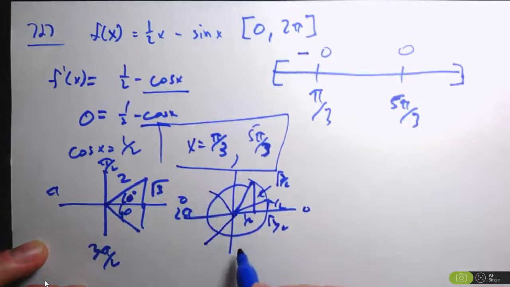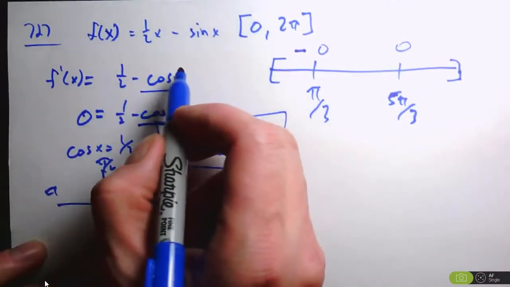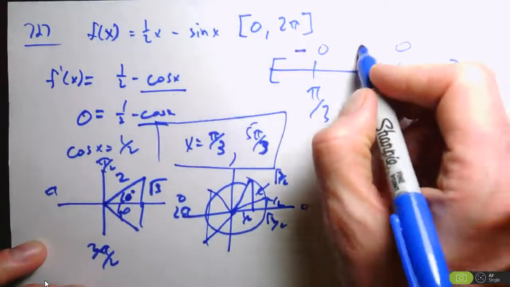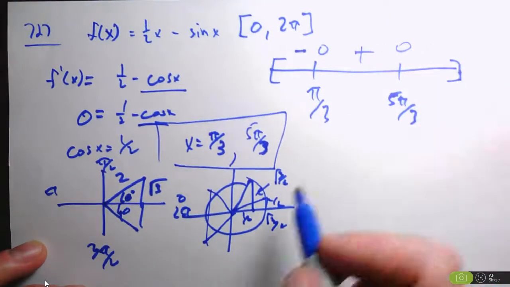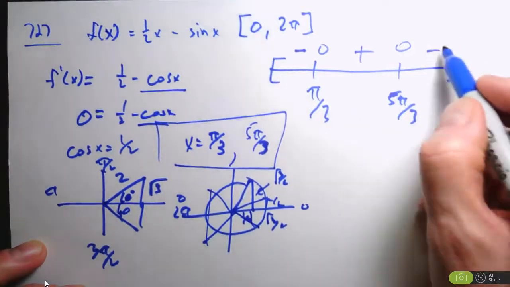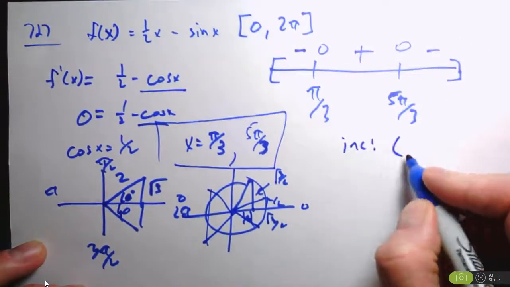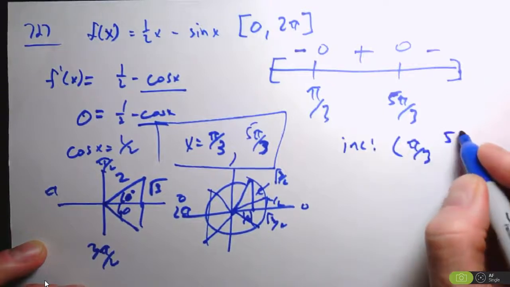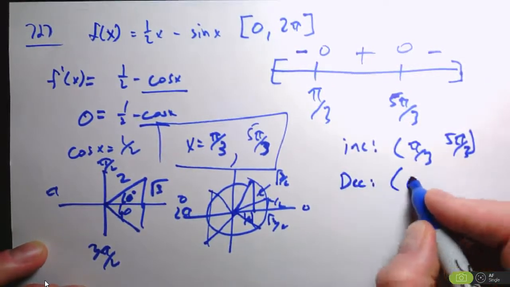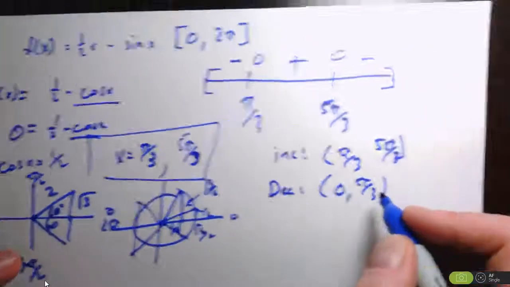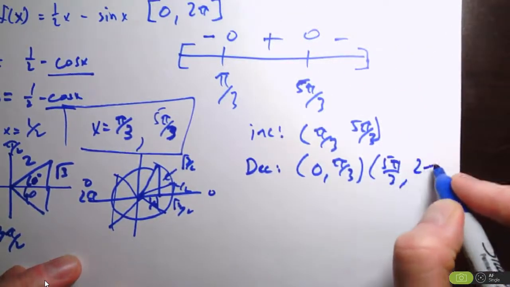Now over here in the second and third quadrants, we can do this quickly. Cosine's negative. So 1/2 minus a negative is actually going to be a positive number. So we're positive here. And then after that, same thing in the fourth quadrant, negative. So we have increasing from pi over 3 to 5 pi over 3, decreasing from 0 to pi over 3, and from 5 pi over 3 to 2 pi.